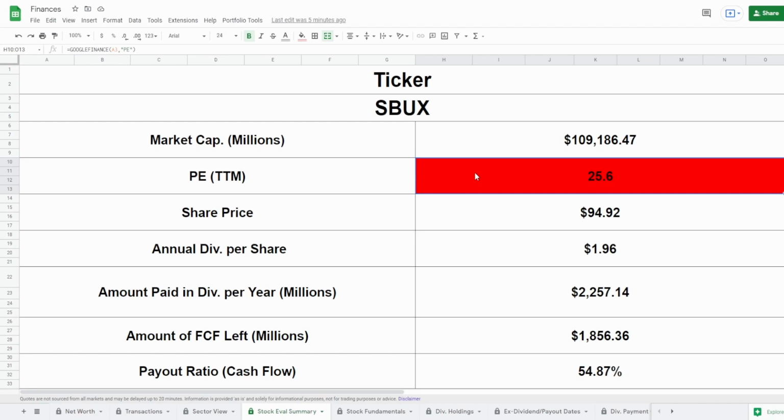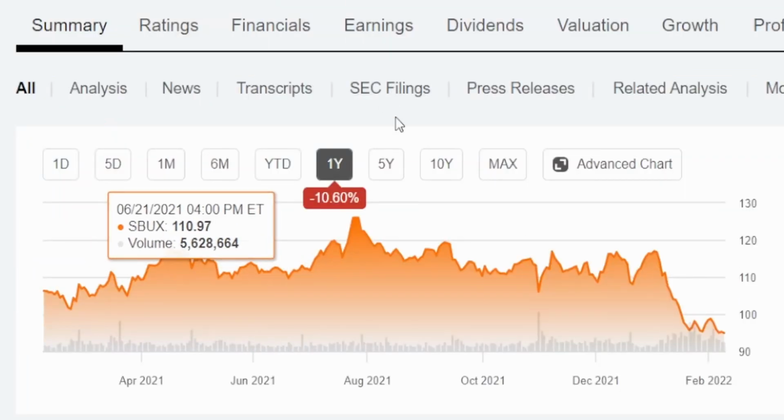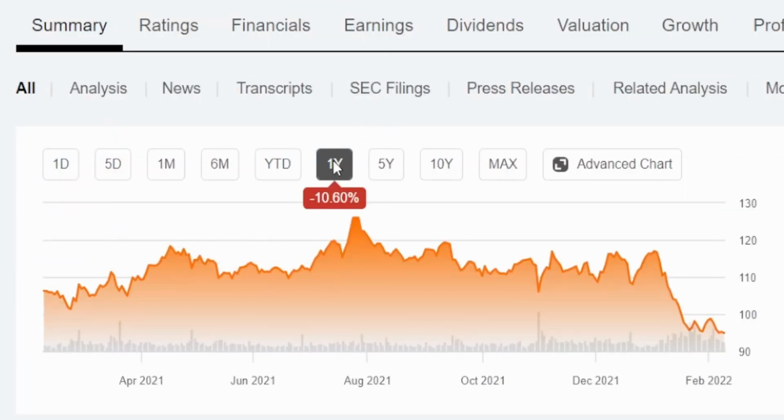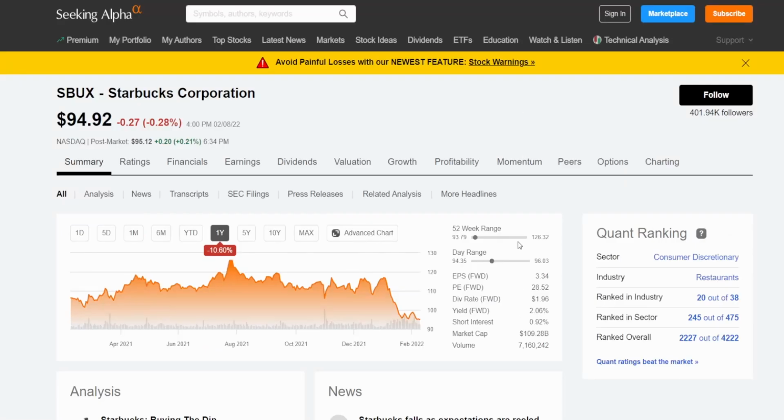And then we're gonna come up with a target share price that we should pay for this company based on our assumptions. Current share price, guys, is $94.92. This is actually really important because SBUX is actually really close to their 52-week low. As you can see here by this graph, on the 1 year, they are down 10.6%. And over here, their 52-week low was around $93.79. Their highest was $126.32. So we are essentially at the 52-week low, which tells me that we might be willing to buy this company if our assumptions make sense and their fundamentals actually look pretty decent.